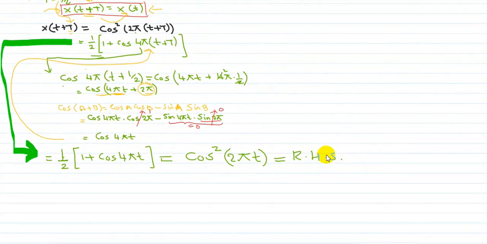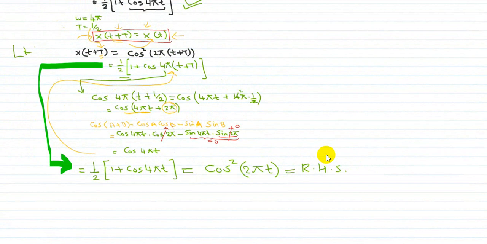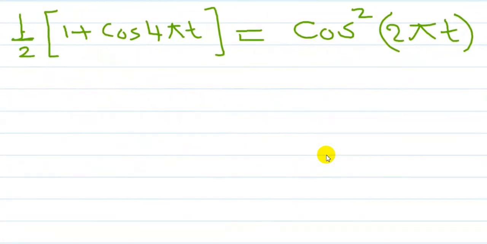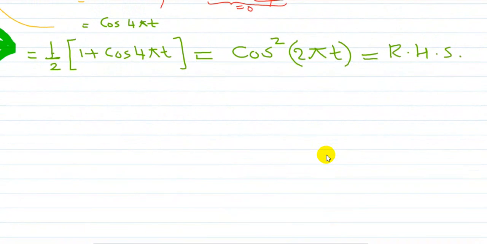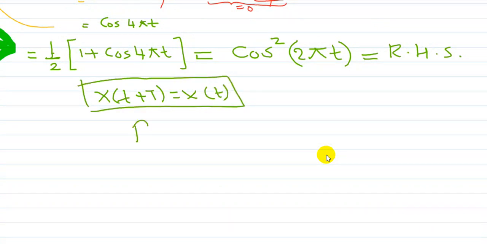This is your right hand side here, and this was your left hand side. So you started from the left hand side and tried to prove the right hand side. So this thing is proved. What is proved here? You proved that x of t plus capital T is equal to x of t. So it means that this is a periodic signal. Since it is a periodic signal, the fundamental period is half in this case.